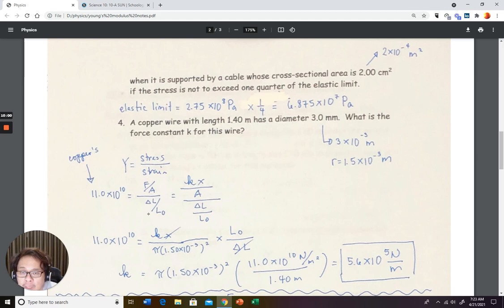According to Robert Hooke, the K value has the unit newton per meter. Upon computation, the units match, which validates our substitution of Kx into this Young's modulus equation. So press your calculators. You get 5.6 times 10 raised to the fifth newton per meter.